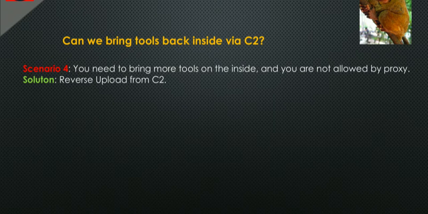Yeah, so bringing more tools on the inside is exactly the opposite of executing something on your C2, which makes it easier for you to bypass the proxy, because GitHub is really allowed.